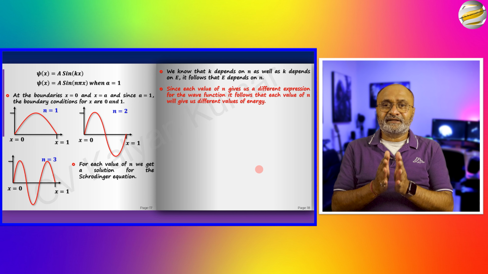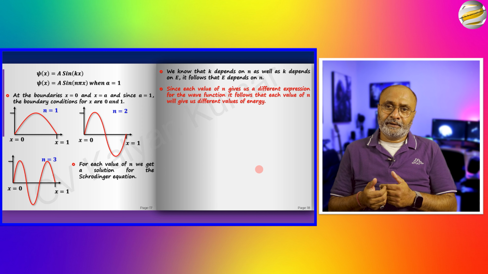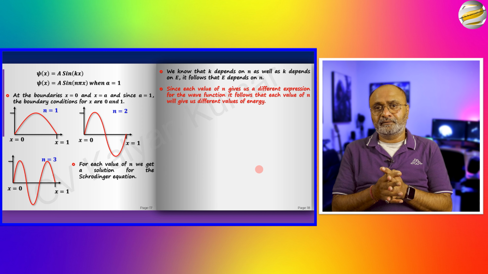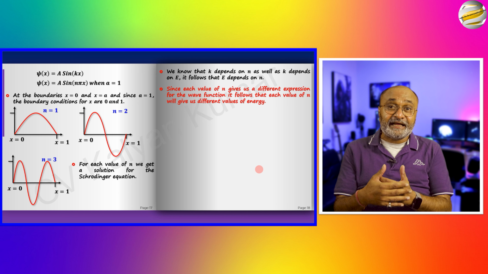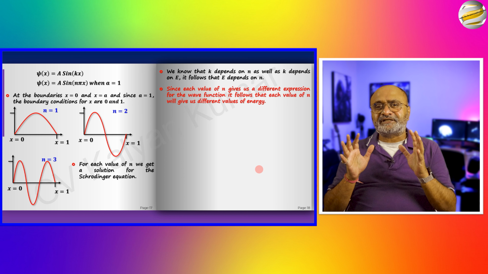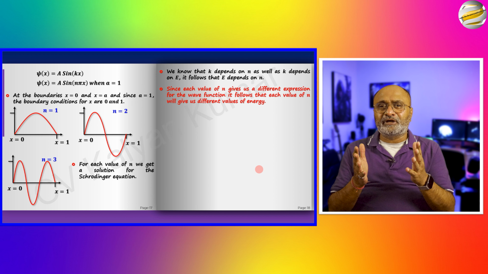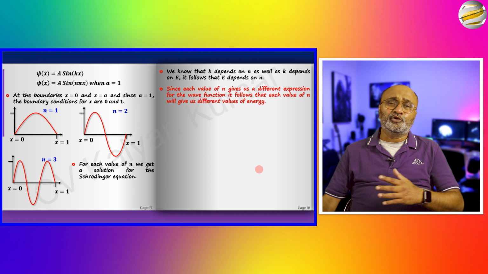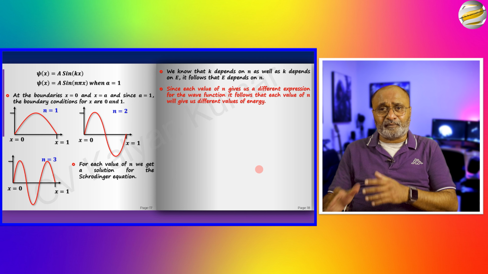So meaning that the energies allowed for the particles are also definite, because the function is depending on n. K depends on n, k depends on E, so E depends on n. So only discrete energies are allowed. Now we can see how quantization of energy comes into play here. The fact is that n can be only an integer, which poses quantization of energy. You cannot have n as 1.5, which is what quantization is all about.